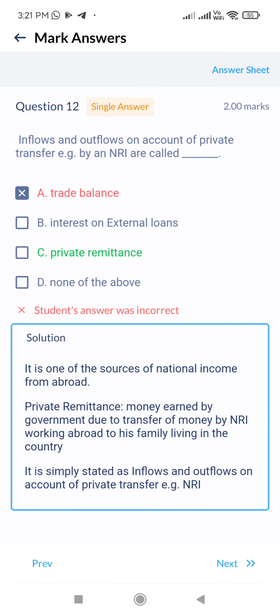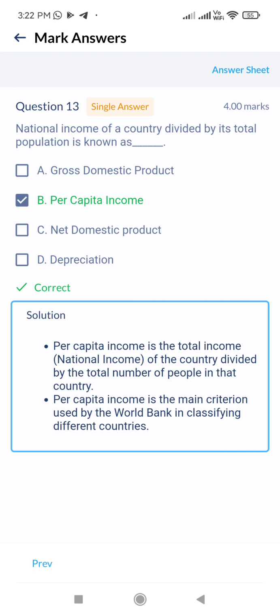The solution is that it is one of the sources of national income from abroad. Private remittances: money earned due to transfer of money by an NRI working abroad to his family living in the country. ओके, तो उसको प्राइवेट रेमिटेंसेस के अंतर्गत शामिल करते हैं. इट इज सिंपली स्टेटेड एज इनफ्लोज एंड आउटफ्लोज ऑन अकाउंट ऑफ प्राइवेट ट्रांसफर, as for example NRI. Okay, next question, it is correct, so skipping.